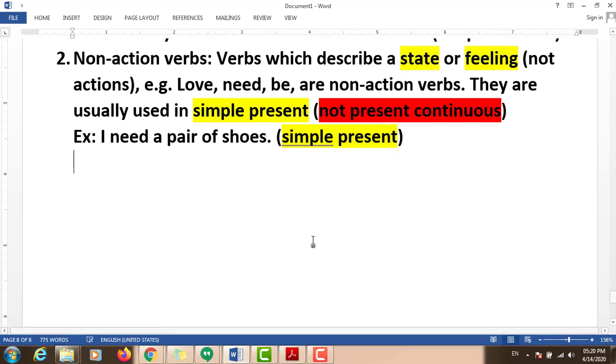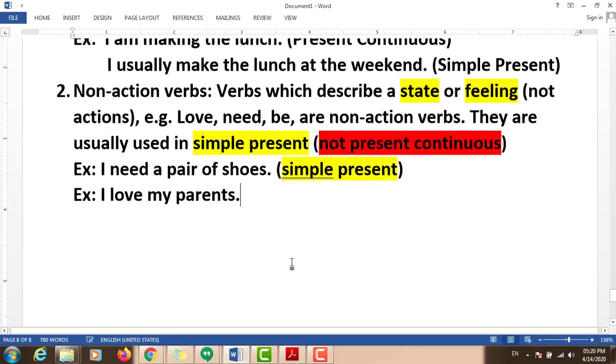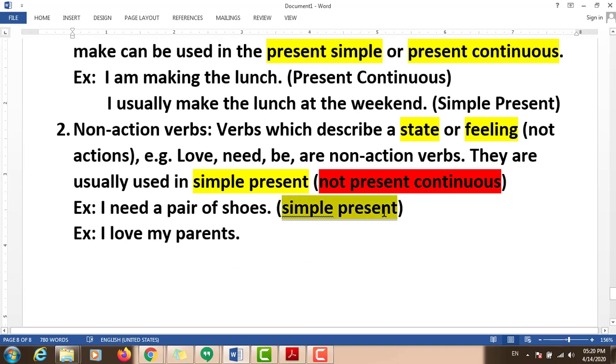Next example, I love my parents. Even if the action was happening right now, it's better to use simple present, okay? Even if the action was happening right now, you use what? Yeah, present simple. Perfect. Okay, let me put a space. Let's make it more professional, guys. I'll do it professional.